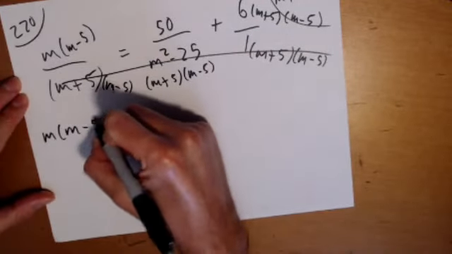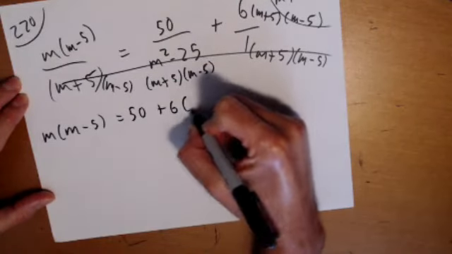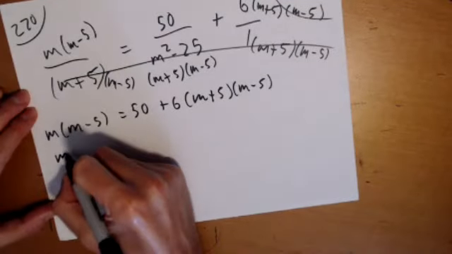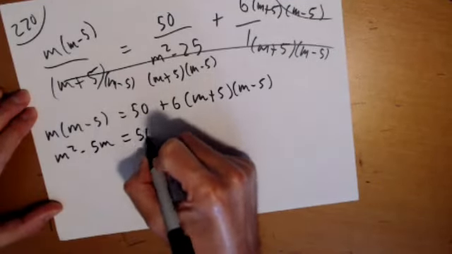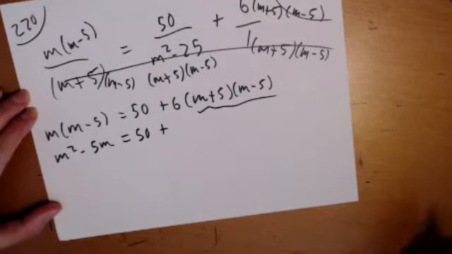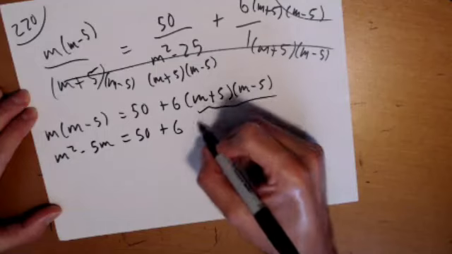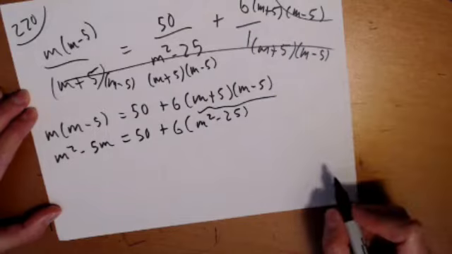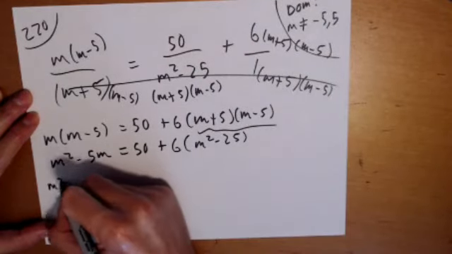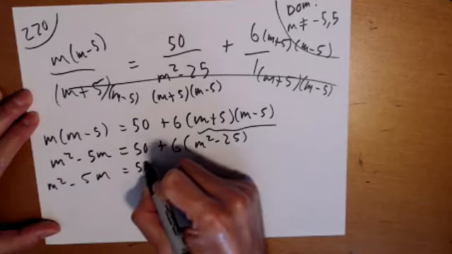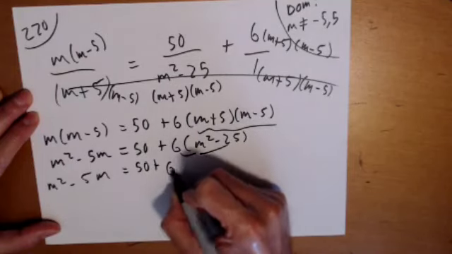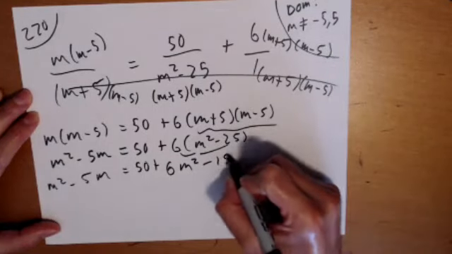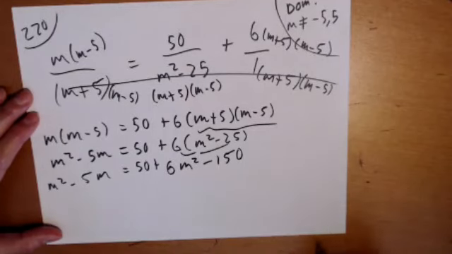M times m minus 5 equals 50 plus 6 times m plus 5 times m minus 5. Okay, so distribute: m squared minus 5m equals 50 plus. Now, wouldn't it be easier to multiply those two first? Isn't that just conjugates? M squared minus 25? Yeah, of course it is. That's how we factored it. Okay. M squared minus 5m equals 50 plus distribute 6m squared minus 6 quarters is what, $1.50? Okay. Let's see.